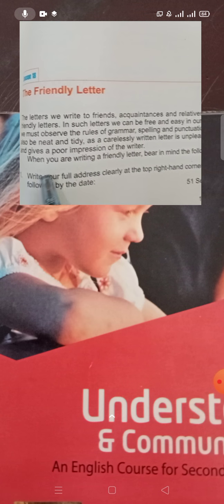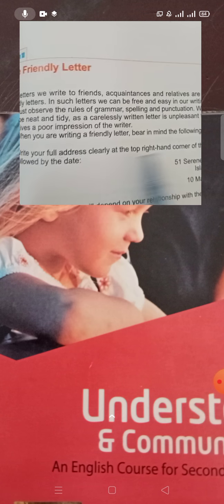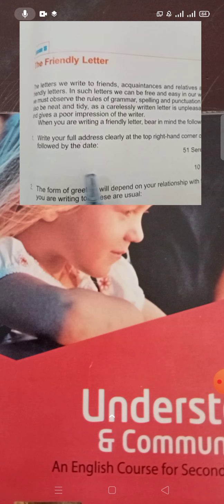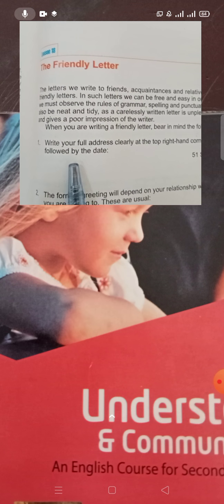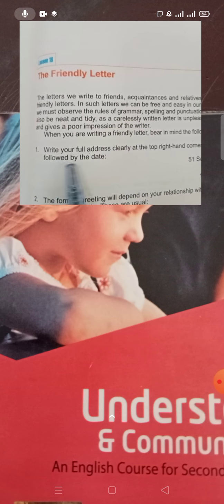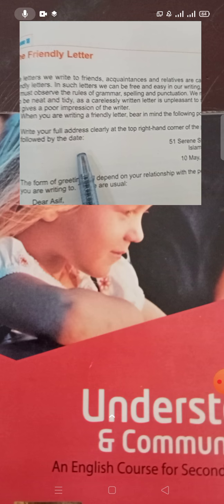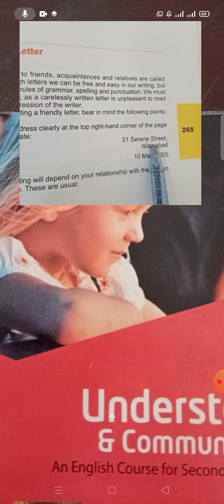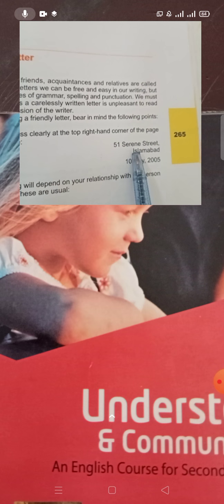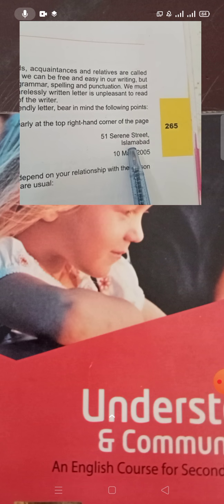When you are writing a friendly letter, keep these points in your mind. Number one, write your full address clearly at the top right hand corner of the page, followed by the date. When you start your letter, on the top right corner, write your address and date. First address, then date, as you can see here.